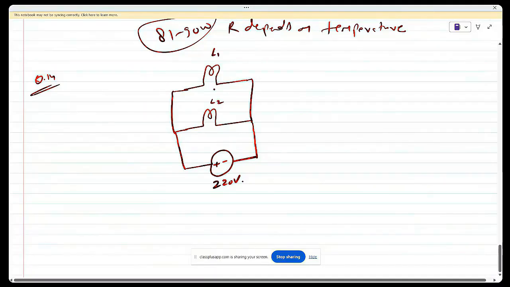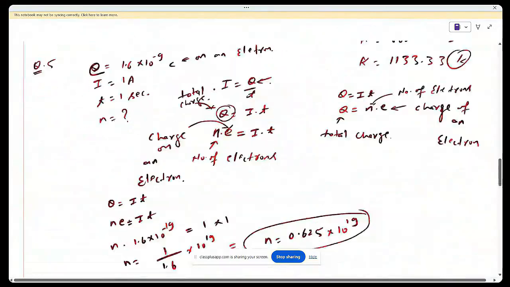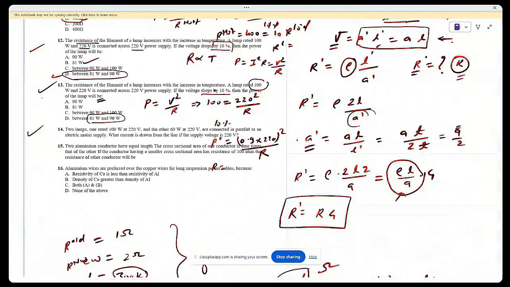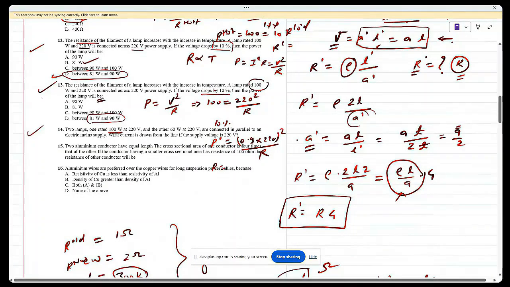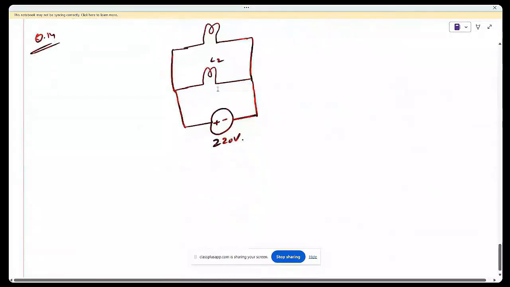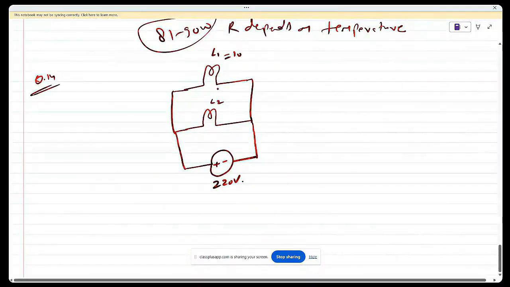Now let us write their ratings, lamp 1 and lamp 2. The rating of lamp 1 is 100 watt 220 volt, and lamp 2 is 60 watt 220 volt. One is 100 and another is 60, and you have to find out the current drawn from the line. So 100, 60 and current drawn. So it is asking, this bulb is of 100 watt.